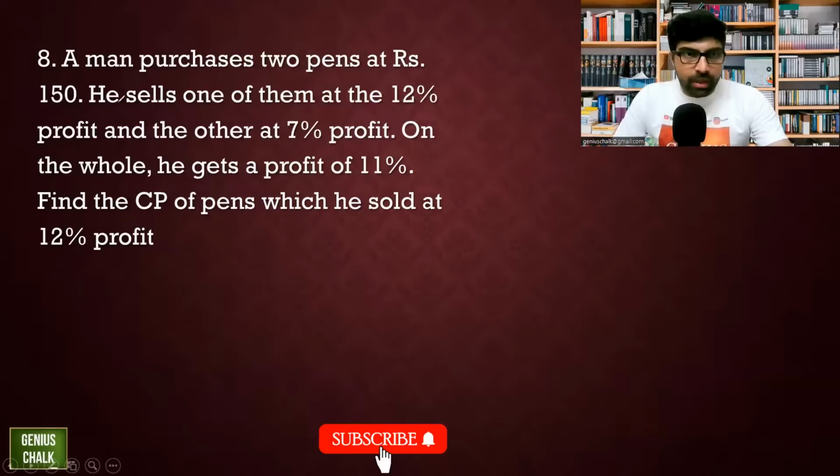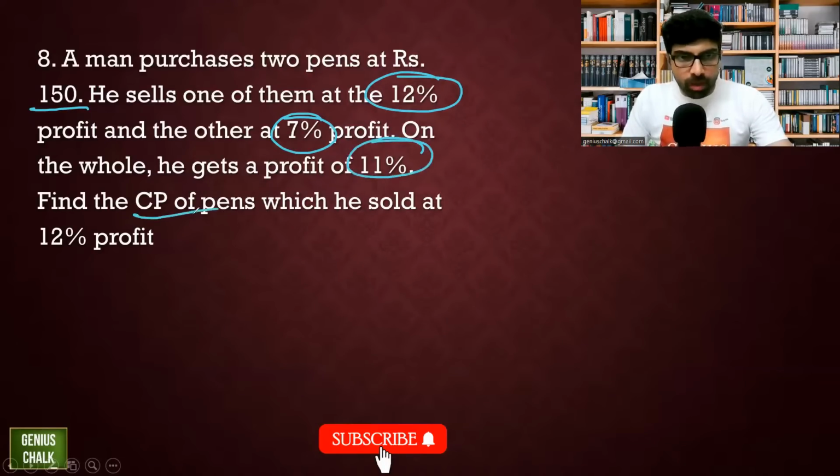A man purchases 2 pens at 150. On one, he sells at 12% profit, and another at 7% profit. On the whole, he gets a profit of 11%. Find the cost price of the pen which he sold at 12% profit. Now, what is profit percent?